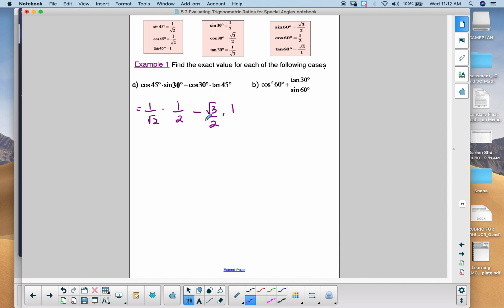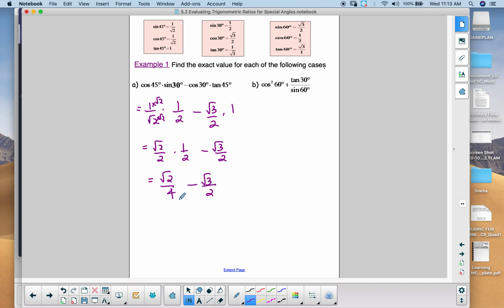And we're going to simplify this. So we're going to multiply both numerator and denominator by root 2 for this. So this is the same as root 2 over 2 times 1 over 2 minus root 3 over 2. That way I have all my denominators as 2. And multiply these two as fractions and you get root 2 over 4 minus root 3 over 2.